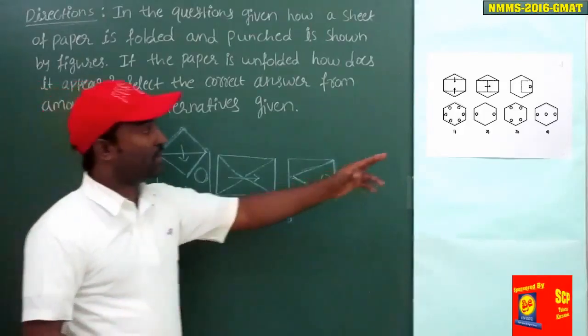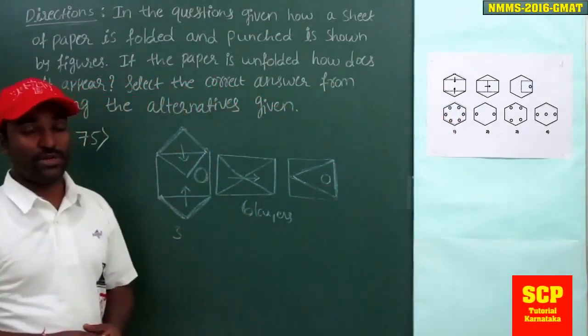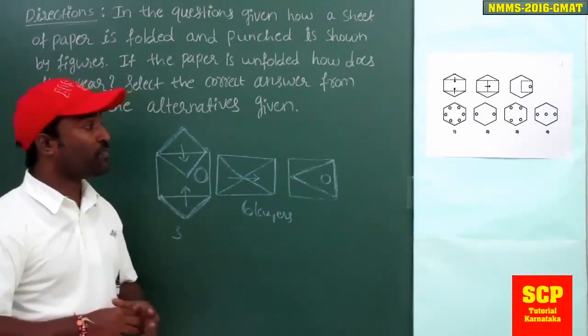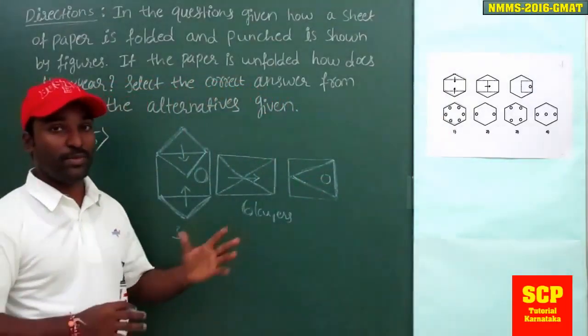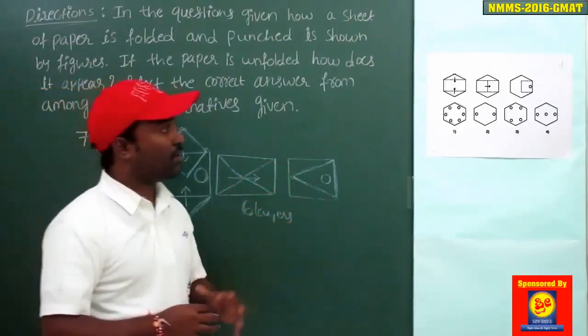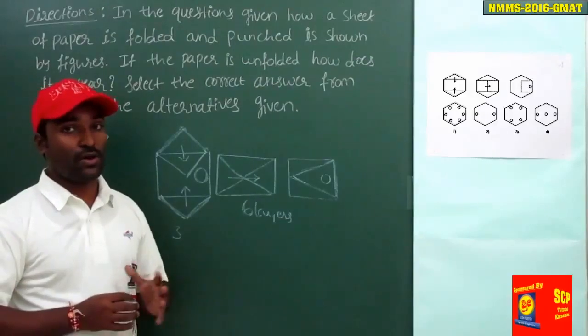In the first option, I got 1, 2, 3, 4, 5, 6 holes. But how many holes should I get? Only 2. That means option 1 is wrong. In the second option, it is clearly seen that only 2 holes are there. It may be my correct option. Let us see the third and fourth options. The third option shows 4 holes. That means the third option is also wrong.